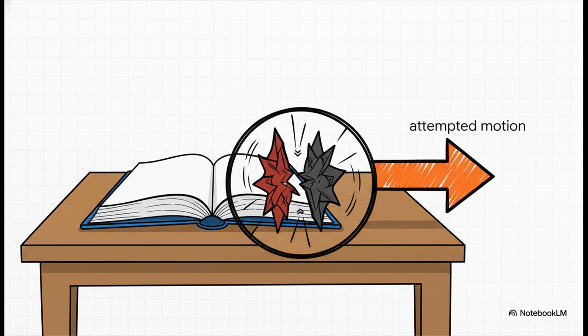It's caused by all these tiny, microscopic bumps on the book and the table catching on each other. And friction is incredibly important. It's what lets your brakes work and what lets you walk without your feet slipping out from under you.